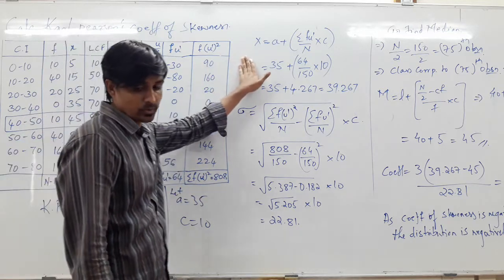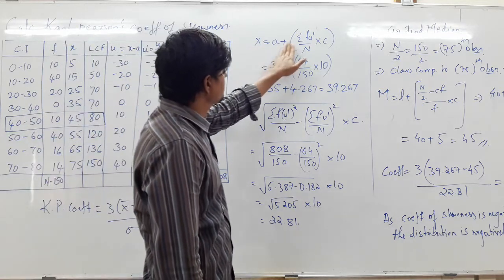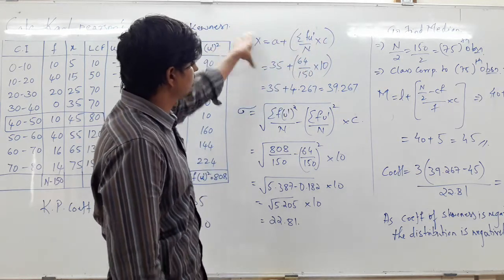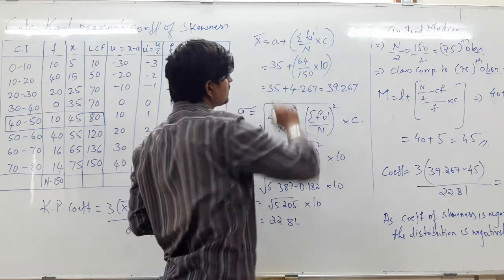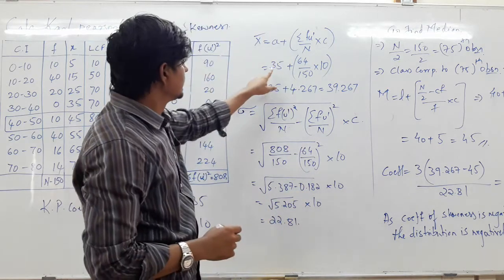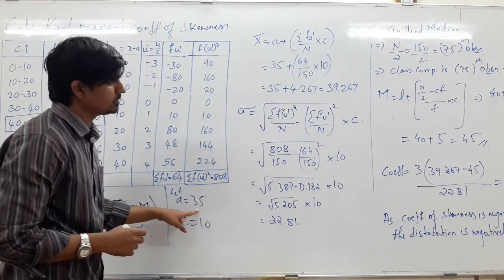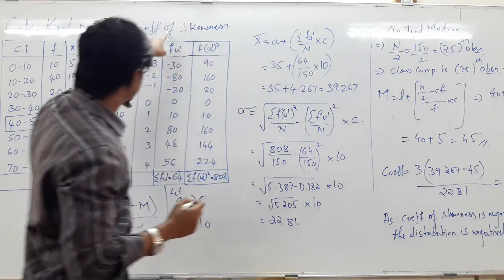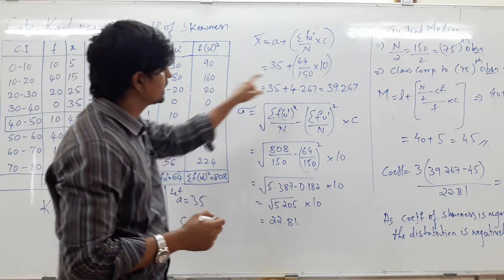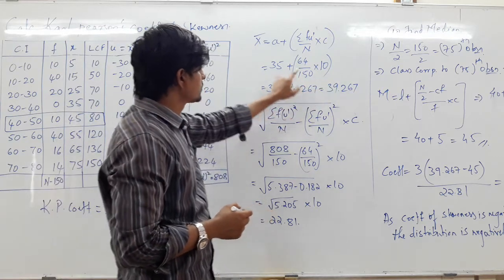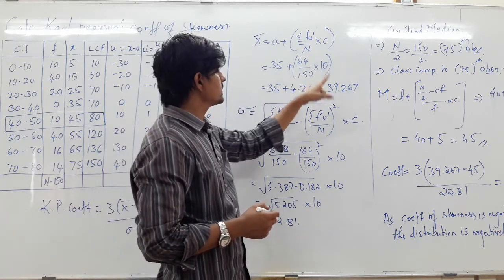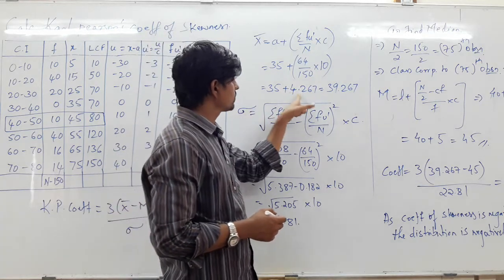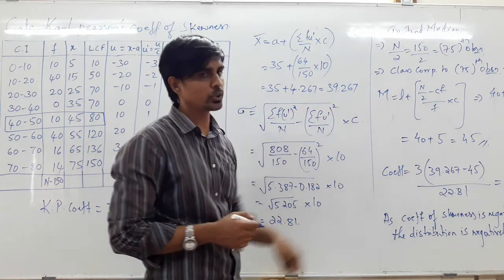Now we will come to the calculation part. x bar equals A plus summation f u dash by n into c. I hope you remember the formula to calculate x bar using the step deviation method. The A value is 35, so 35 plus f u dash, which we calculated as 64, divided by 150, into 10. If you simplify this, you get 4.267. So 35 plus 4.267 is 39.267.